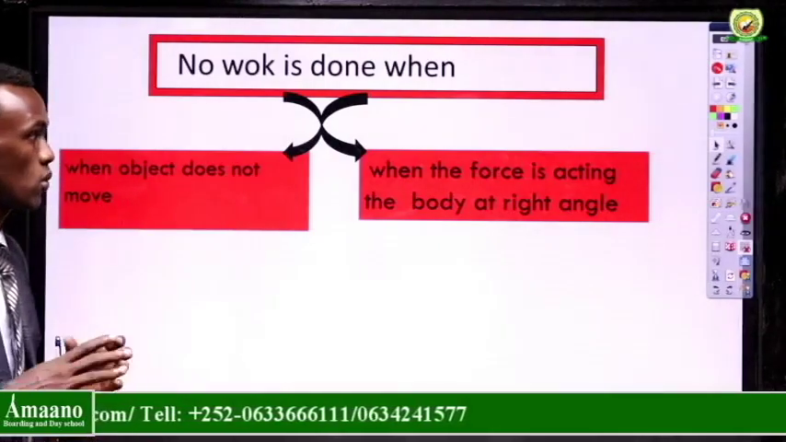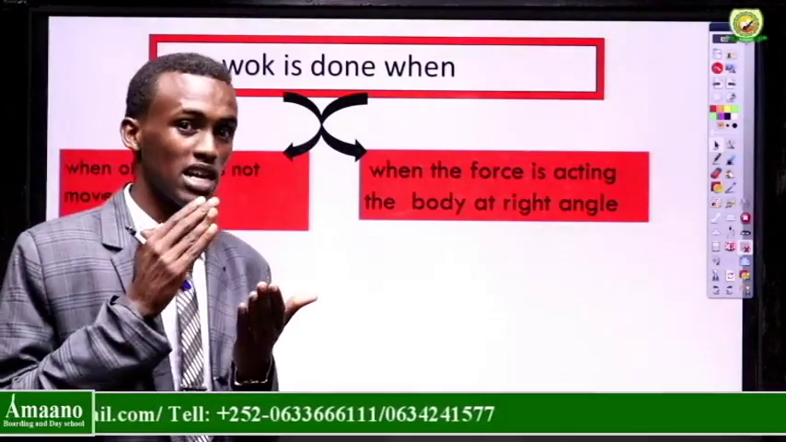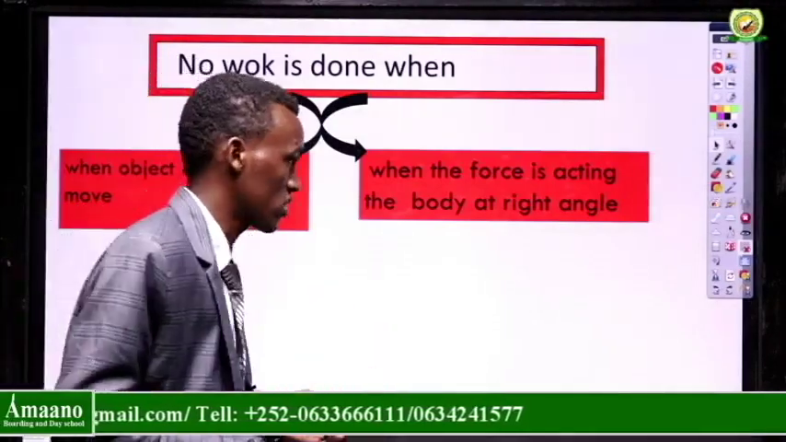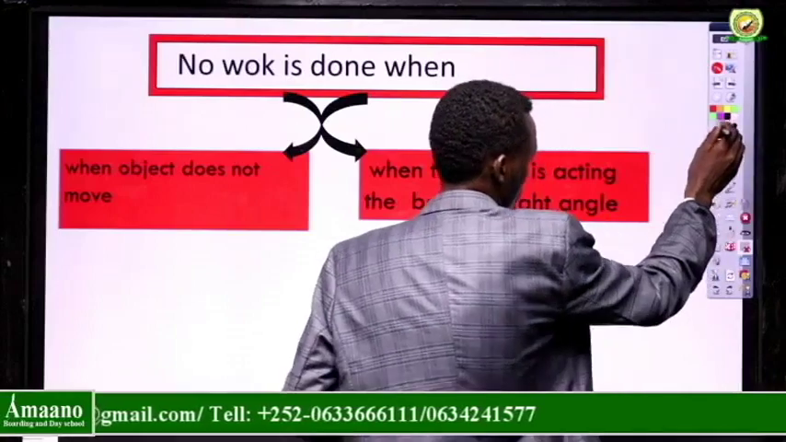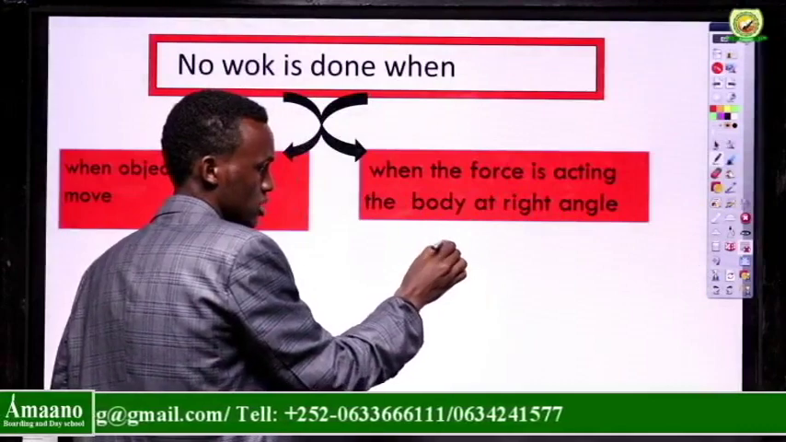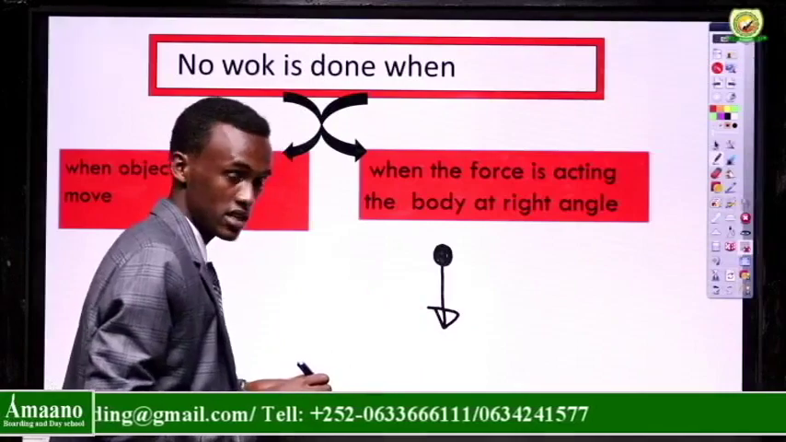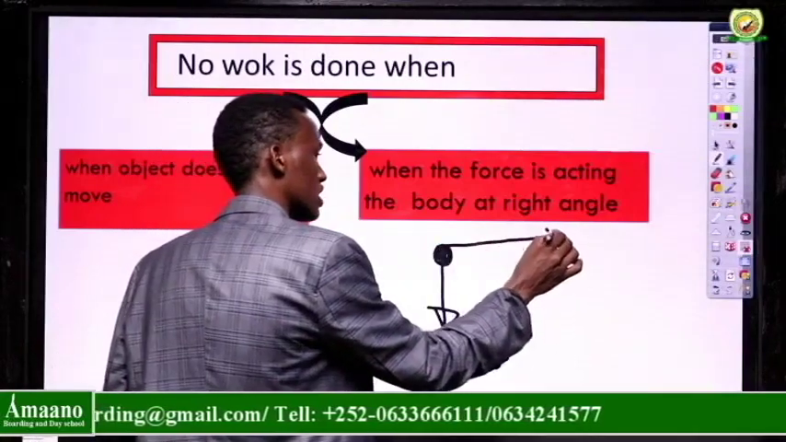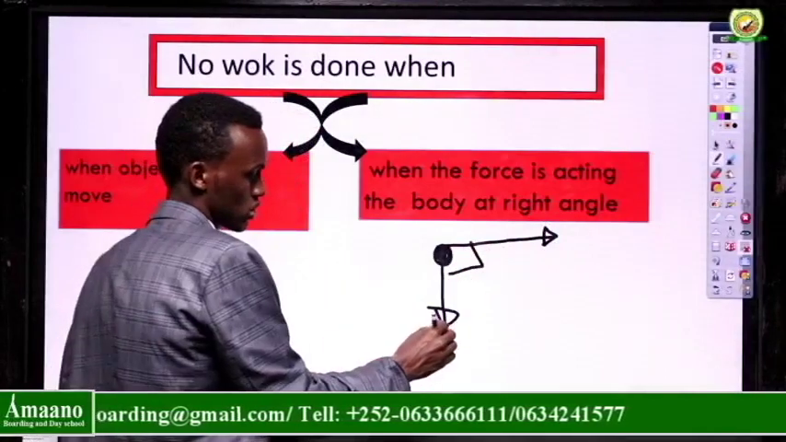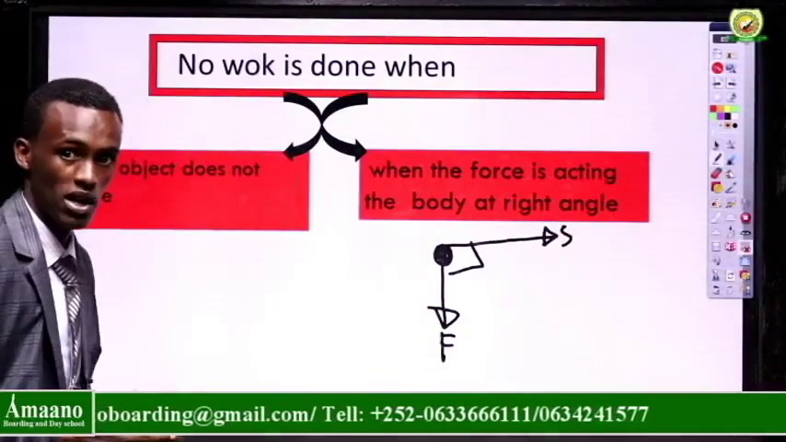The second condition: when the direction of motion and the force are perpendicular, no work is done. For example, here the force is acting downward, and the direction of motion is this way. They make 90 degrees. So this is the force, and this is the direction of motion. When they are perpendicular, no work is done.